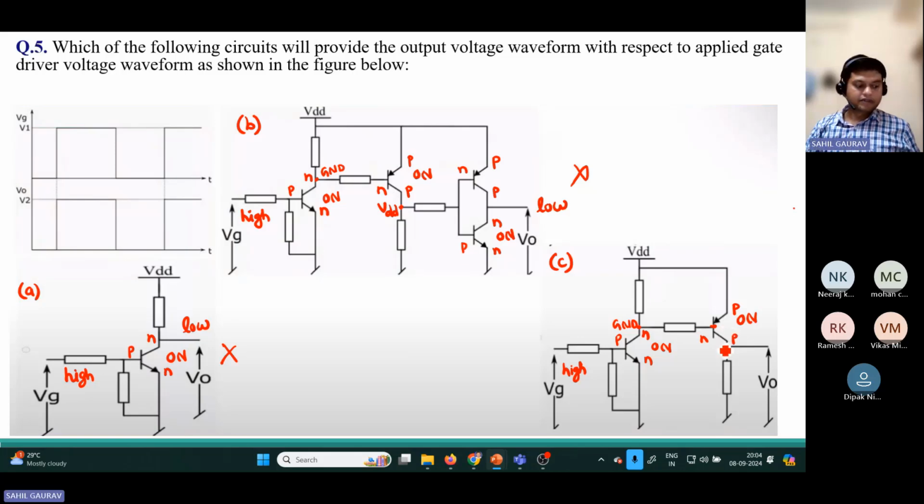Sorry, this gets turned on. So V out comes as VDD. So V out is high. So both input and output are high, and it matches with the given output voltage waveform with the gate driver voltage waveform. So this first one is the gate driver voltage waveform.